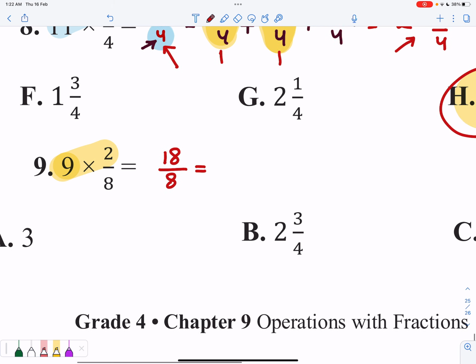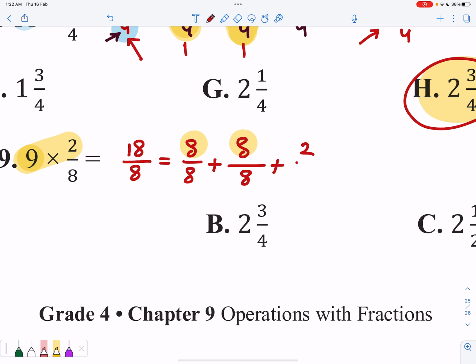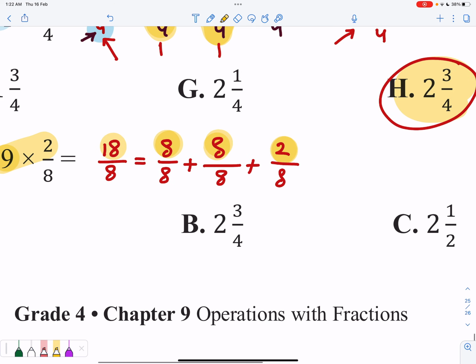So we will cut that into two parts. So the first part will be 8 over 8 plus 8 over 8. Now when you add them, 8 plus 8, you will get 16. So you need to add another 2 to reach the 2 over 8. So 2 over 8. Now let's check our answer. 8 plus 8 is 16. 16 plus 2 equals 18. So here we go. We get the 18.